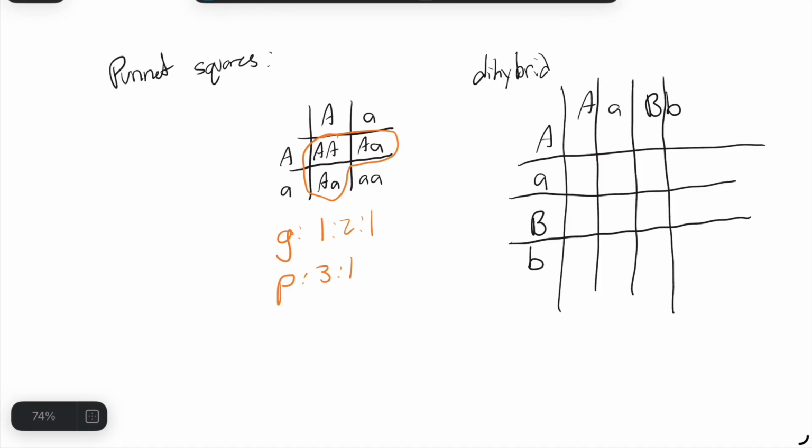When we do this, we will end up with a combination of 9, 3, 3, 1. This ratio means 9 both dominant traits, 3 one dominant, the other one recessive, 3 going the other way, 1 dominant and 1 recessive, and then only 1 is going to be fully recessive. Again, this is only if we have a heterozygous cross.